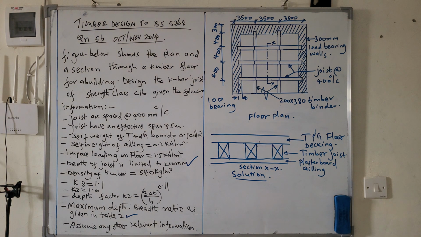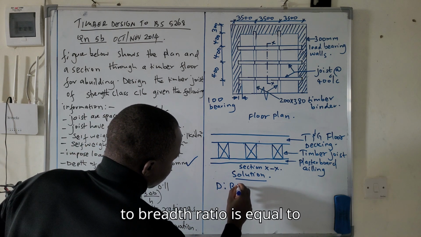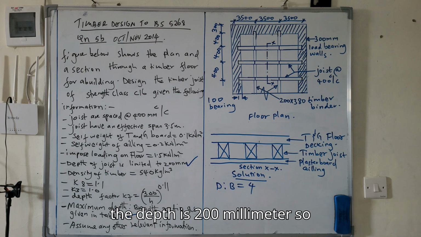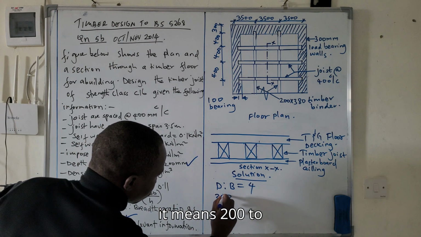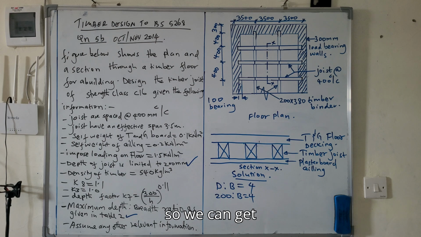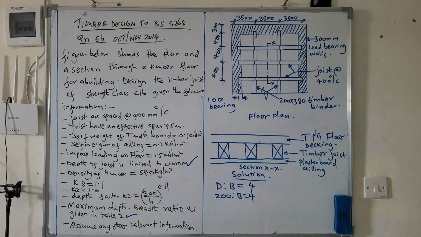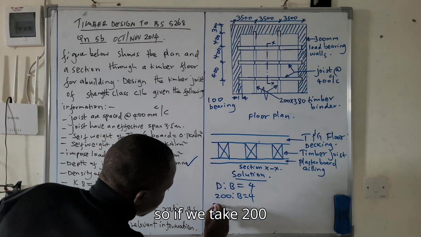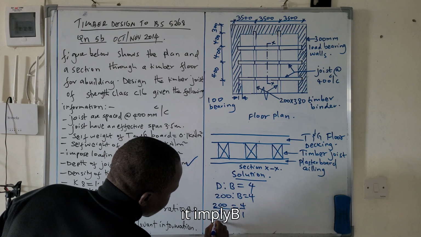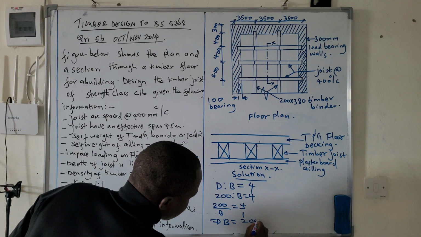So the depth to breadth ratio is equal to 4. But we have been told the depth is 200 millimeter. So it means 200 over B is equal to 4. So we can get B by making B the subject of the formula. So if we take 200 over B is equal to 4 over 1, it implies B is equal to 200 over 4.